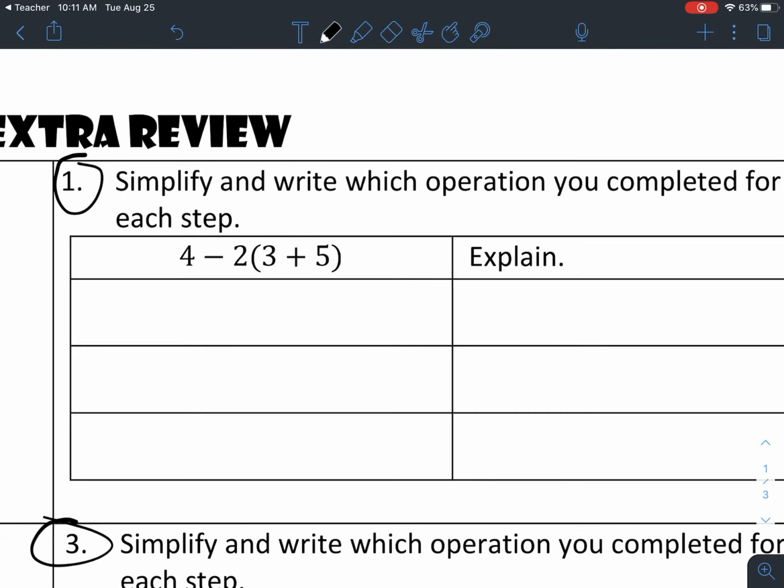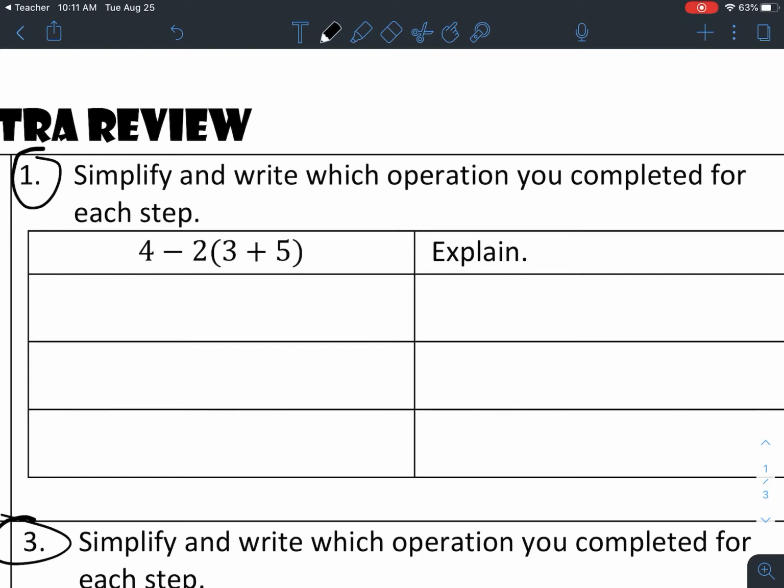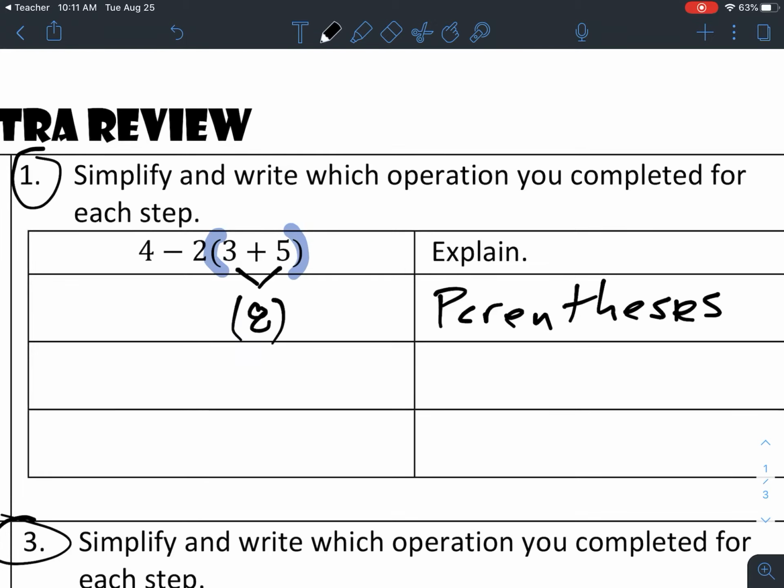So in here, our first step, it's the same thing we did yesterday. We simplify and then we explain on the right. So the first thing we see here is that there's work in parentheses. So we see these parentheses right here. That is our first thing that we have to do. So we're going to add those together. Okay, so our explanation would be parentheses. And then that's just going to be 8 in there. 3 plus 5 is 8. And then we rewrite the rest of the equation out.